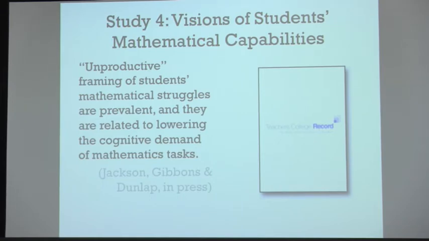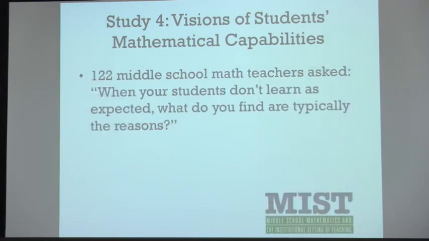So it's moving from that right side. So teachers are aiming for that right side of my little chart, and then kids are having trouble, and they retreat back to the left side of the chart. That's what I mean. And the way that this research team captured that is they looked at 122 middle school math teachers who were asked the question, when your students don't learn as expected, what do you find are typically the reasons? So they listened to teachers, how they diagnosed the problem, and then what they said they did in response to the problem. So there's a diagnostic aspect and a sort of prognostic aspect.